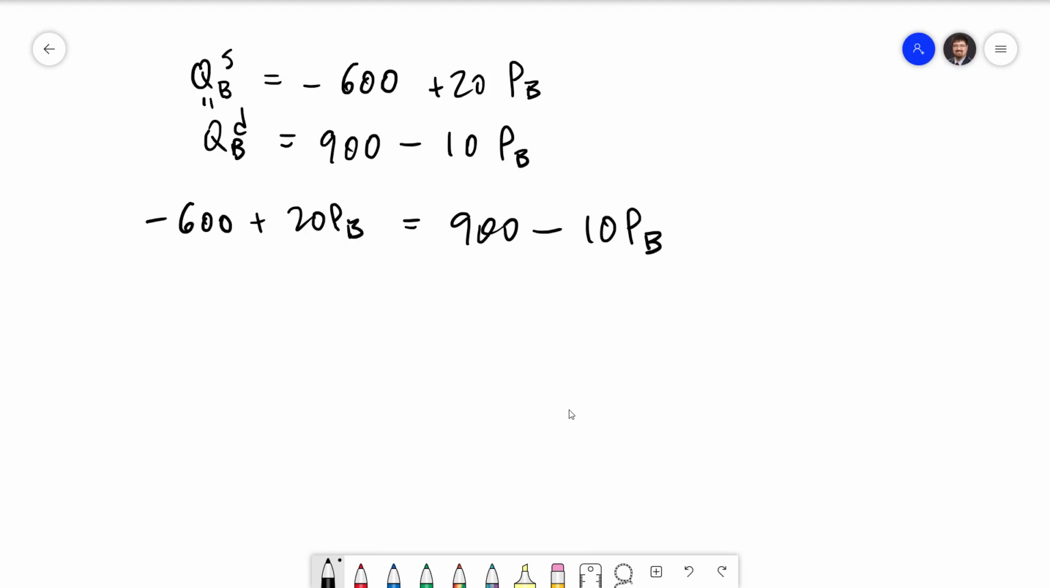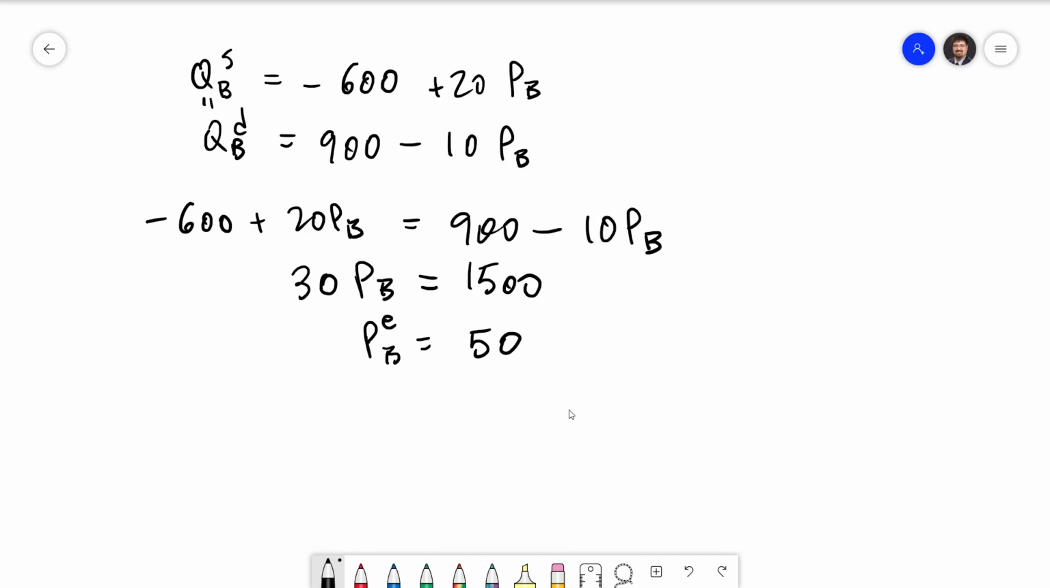Now we need to just do a little bit of algebra to solve for this. I'm going to add 600 to both sides. So on the right-hand side, we're going to get 1500. And then I'm also going to add 10 PB to both sides. And that's going to give me 30 PB. All that's left is to divide both sides by 30, which is going to give me PB equals 50. I'll throw an E on that to denote that that's our equilibrium.